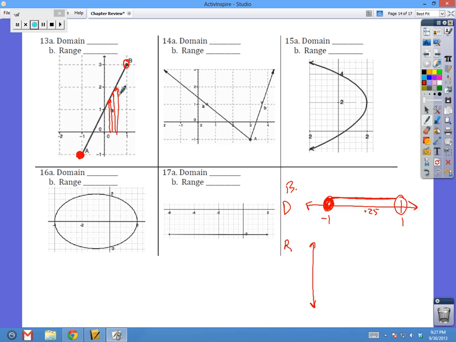So that's the domain. If we use interval notation, it's going to be bracket -1 comma 1 parentheses. So the brackets include, the parentheses don't. Okay, the range, the up and down.